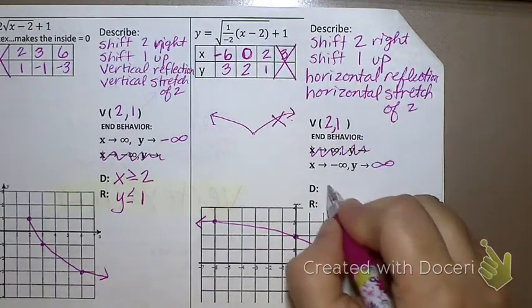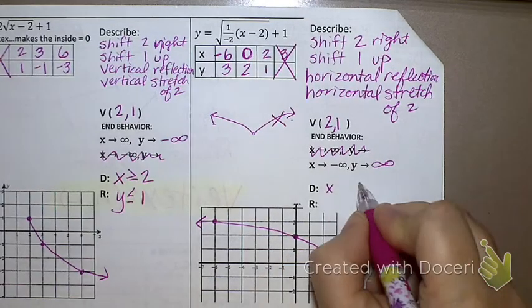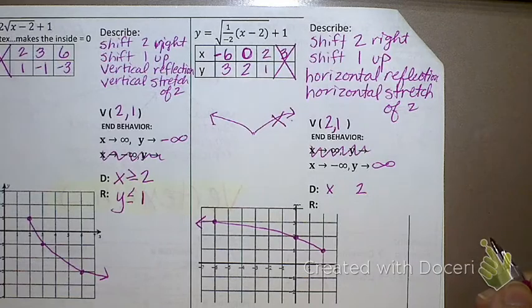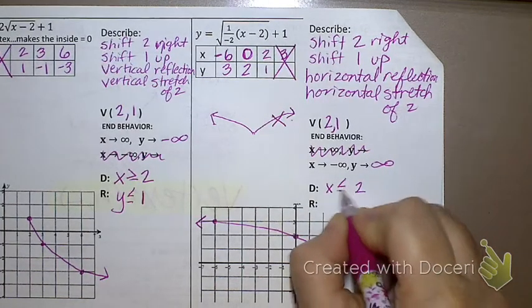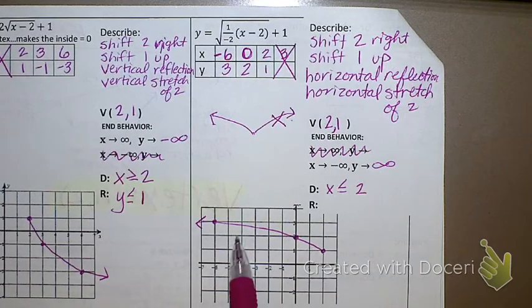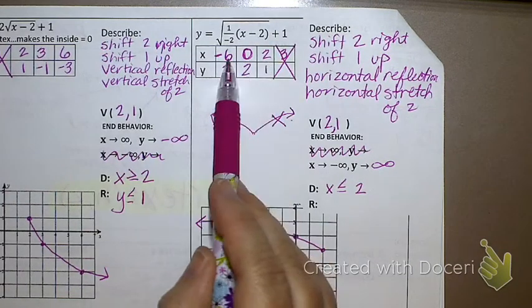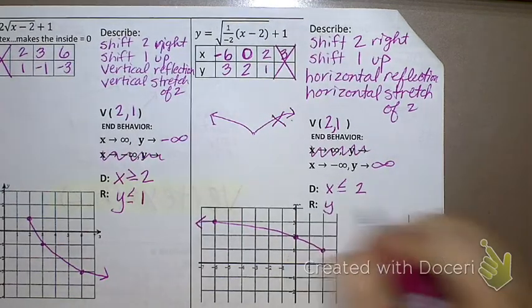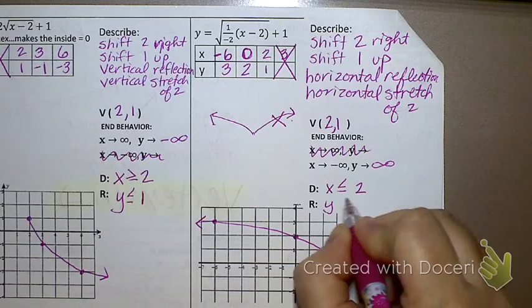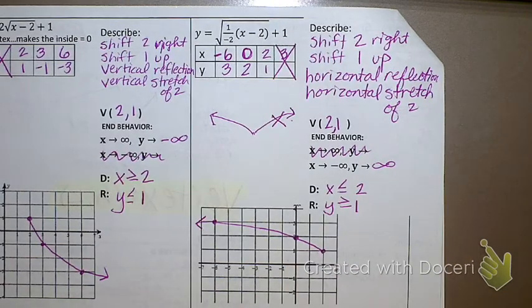Domain. X is what? It's related to 2. Is it greater than or equal to 2? Or less than or equal to 2? Less than or equal to. It's going to the left for less than. And if I look up here, all of the X values that worked are all smaller than 2. What about my Y values? Greater than or equal to 1? Yeah. And so there we go.